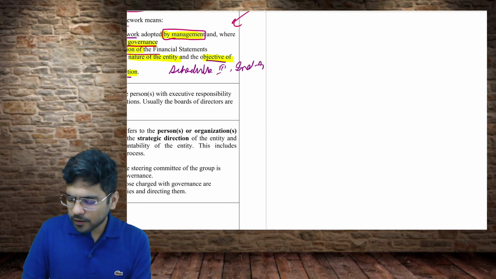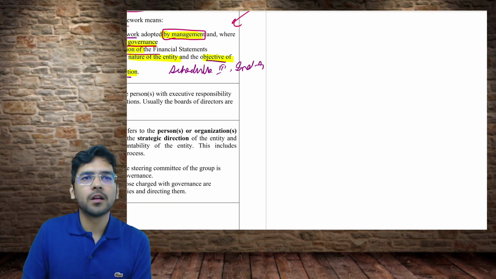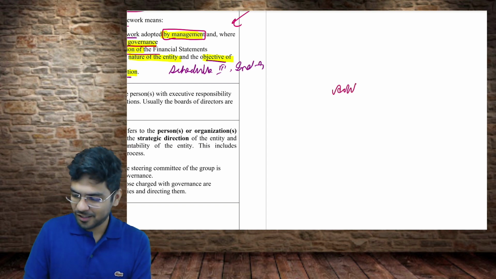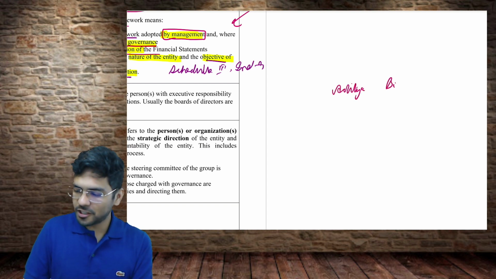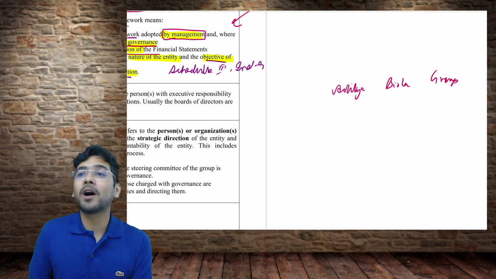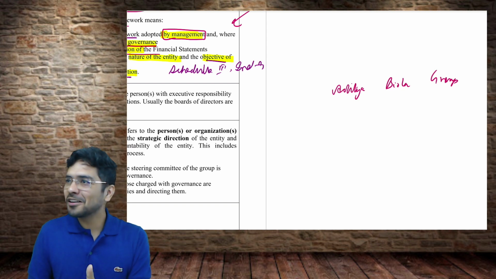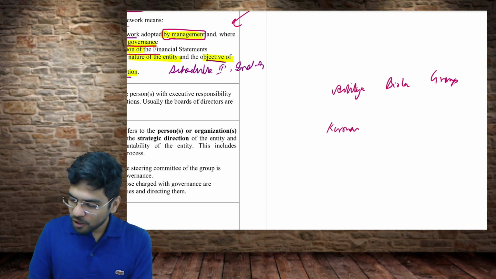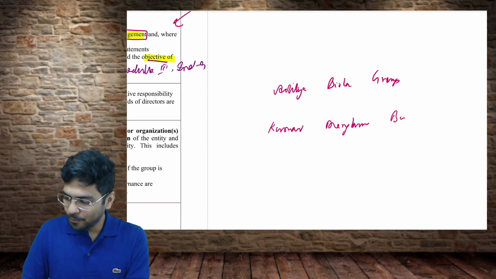Let me take the case of, let's say, have you heard about Aditya Birla Group? Yes, who is the chairman? Have you heard about Kumar Mangalam Birla? He's a chartered accountant. He's the chairman of that company. So let's say we have Kumar Mangalam Birla also.